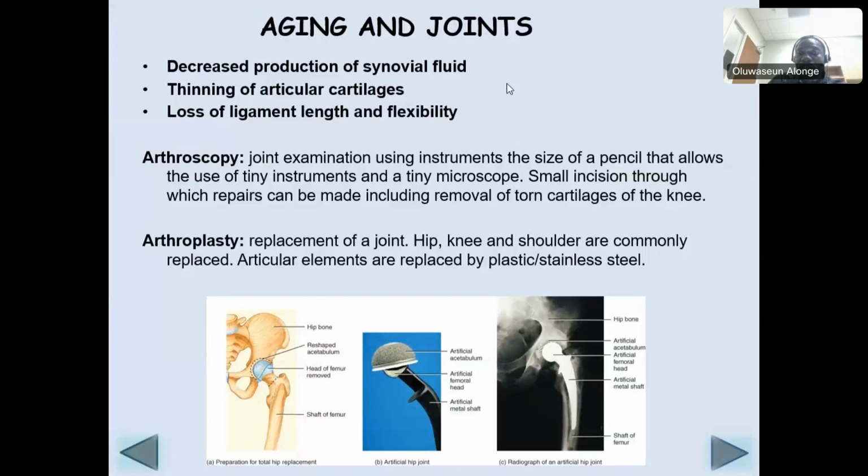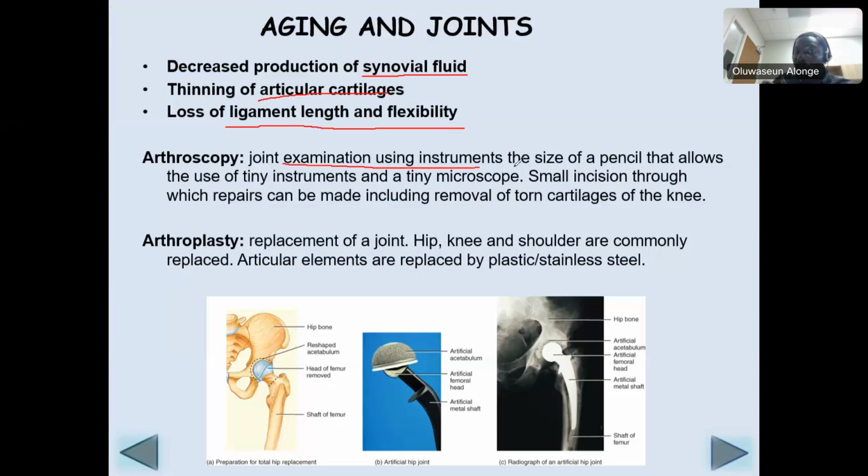Now, the last thing is the effect of aging on joints. As we age, it is normal that the synovial fluid secreted by the synovial membrane will decrease. Over time, because of usage as well, the articular cartilage, which is like a pad, starts to become thin, and there could be loss of some ligament length and flexibility. In this case, arthroscopy will be helpful.